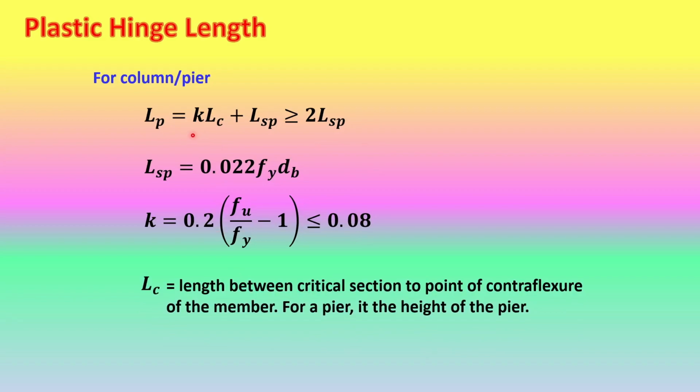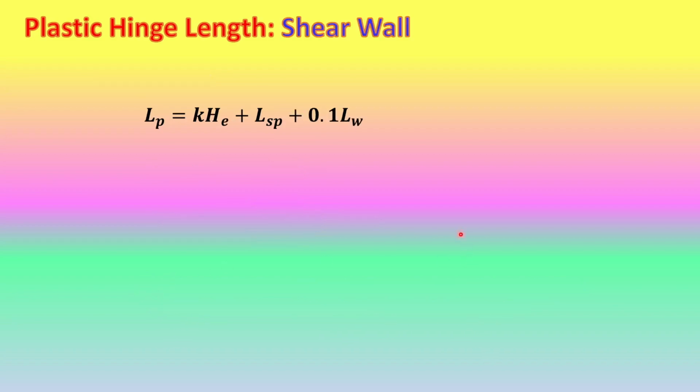Here LC, which is coming here, is equal to the length between the critical section to the point of contraflexure of the member. For a pier, say a bridge pier, it is the height of the pier itself, which is equal to LC. Now, plastic hinge length for a shear wall has a different formula available in literature.